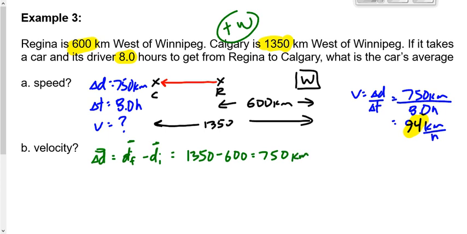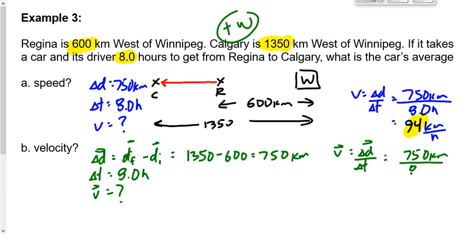If I define east as positive, what would my displacement be? Negative 750, right? But because I'm going west the whole time, I just thought it would be easier to make west positive. Did we really need to subtract those? We didn't change direction, did we? So we knew the distance would be the same number as the displacement here. Okay, we know the time is 8.0 hours. We're looking for the average velocity here. And the average velocity would be displacement divided by time. It's going to be 750 kilometers divided by 8 hours. Oh, look at that, we get 94 kilometers per hour again.